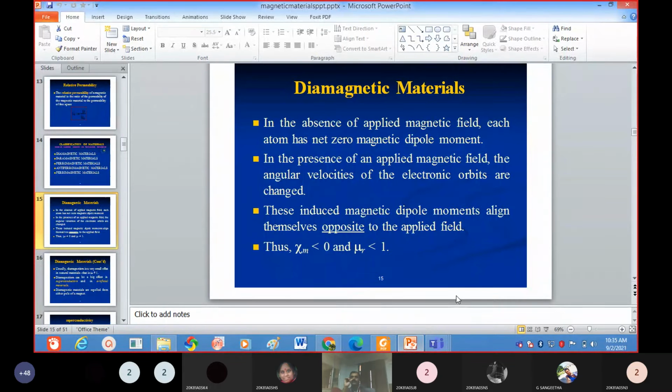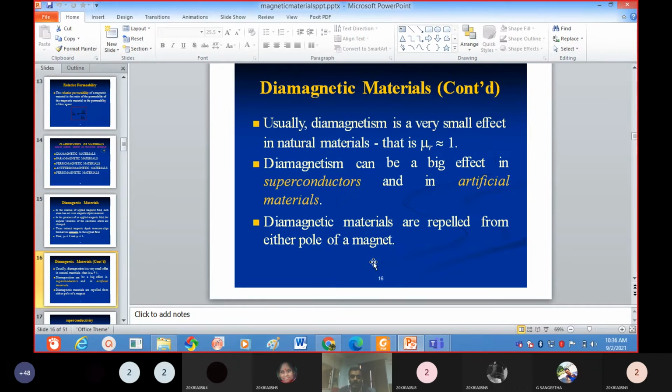I means the induced magnetic field, and that is in the direction opposite to the intensity of the magnetic field. So I by H value will become less than 0, so the chi value will become less than 0, and the mu value will become less than 1. Now, diamagnetism is a very small effect in natural materials, so mu r is approximately 1.